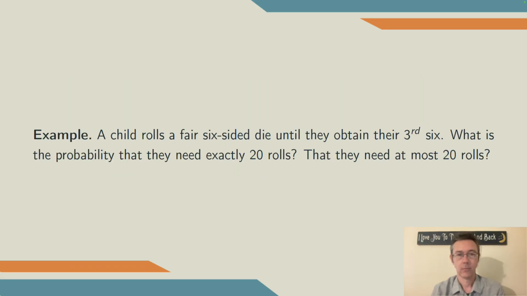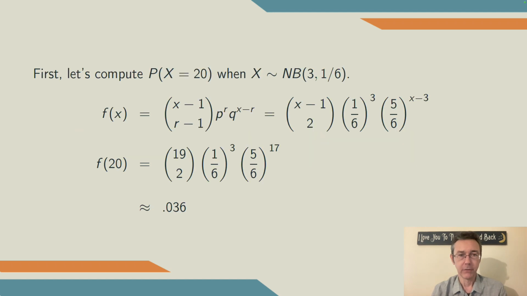For instance, suppose a child rolls a fair 6-sided die until they get their third 6. I'd like to know what the probability is that they need exactly 20 rolls and the probability that they need at most 20. So as usual, I recommend pausing the video here, trying this problem on your own before seeing my solution. First, let's do the probability of it taking exactly 20 rolls.